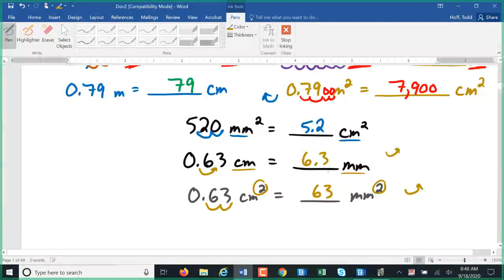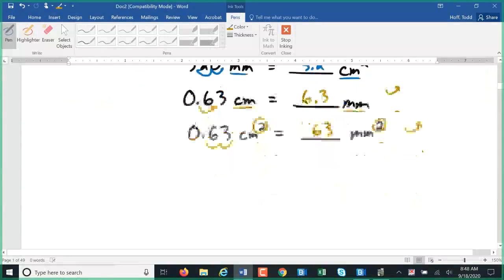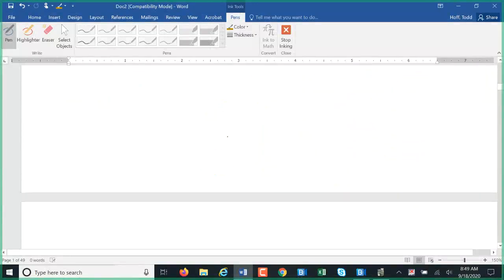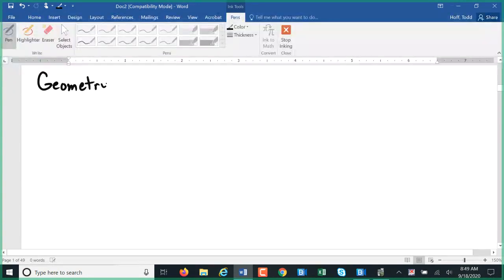Now I want to talk a little bit more about area and calculating area. Threw out some formulas there. I don't like doing that without showing where they come from. So I'm going to step back here for the rest of our time and talk about some basic geometry.